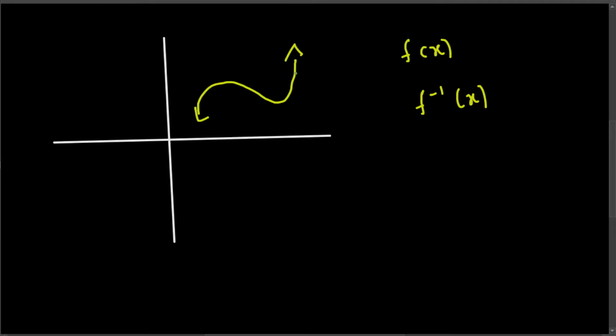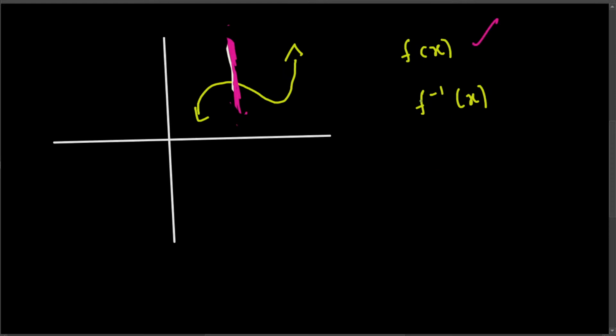To see whether f of x is a function, we do the vertical line test. If we draw a vertical line, and it passes through only one point at any place on the graph, it means that's a function. So if you draw a line here or anywhere on the graph, it touches only one point at a time, right? So this is a function.